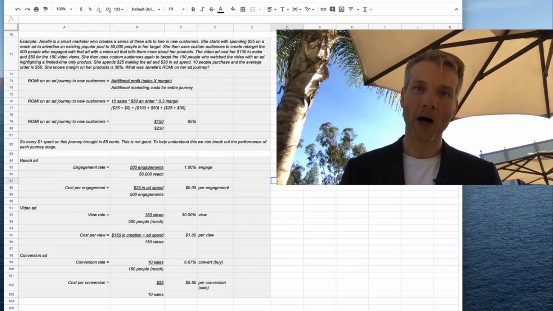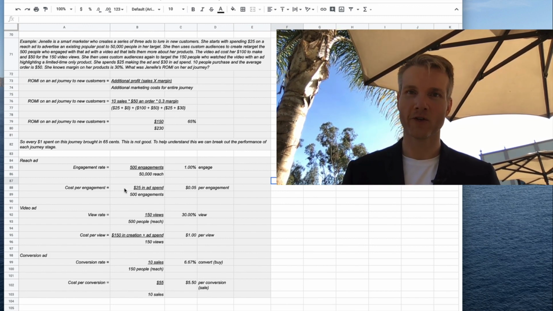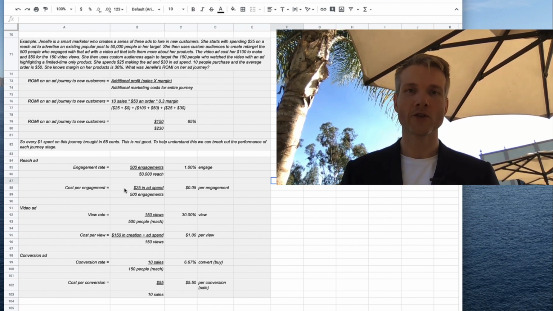Given the performance that Janelle had on her particular journey, she probably wants to dig in a bit and see exactly what parts of the journey might have been the sticking points or the ones that were perhaps a bit too expensive. What she can do is calculate a whole bunch of different metrics at each of these different stages. Because each stage in the journey has a different goal, she's going to have slightly different metrics at each stage.